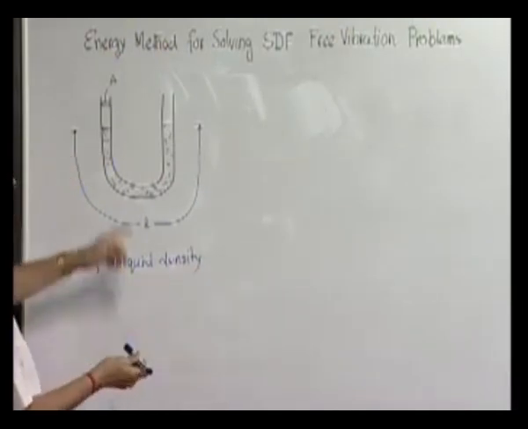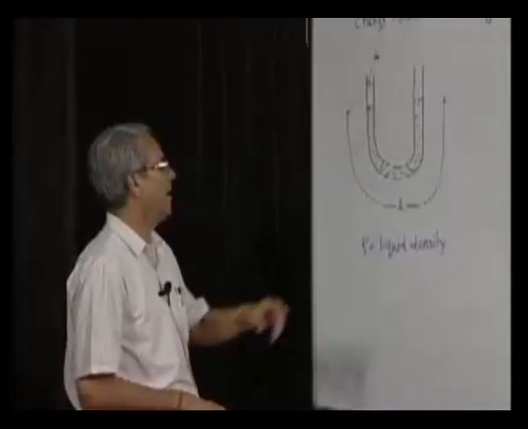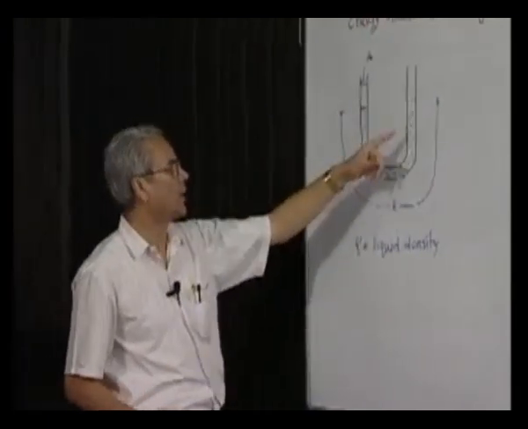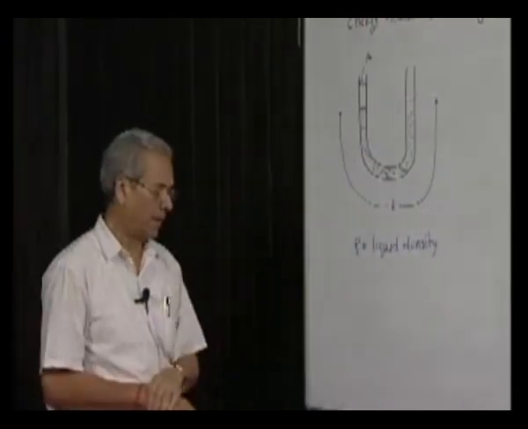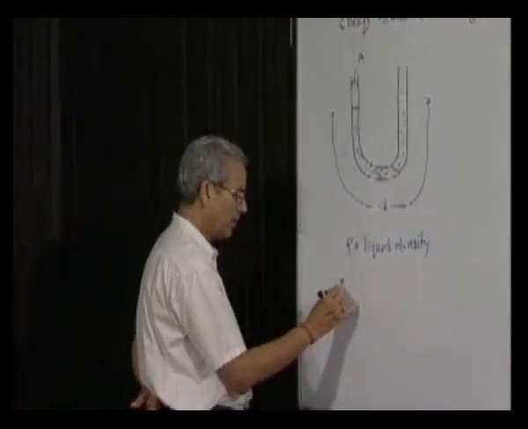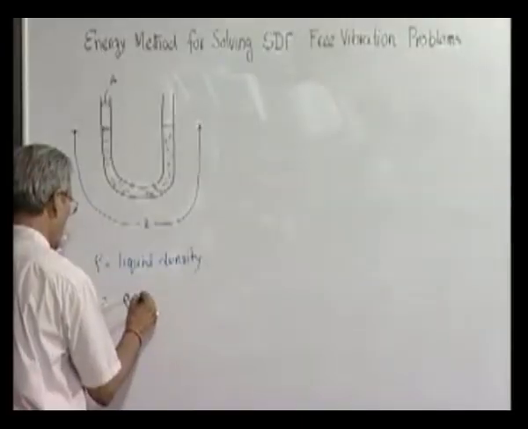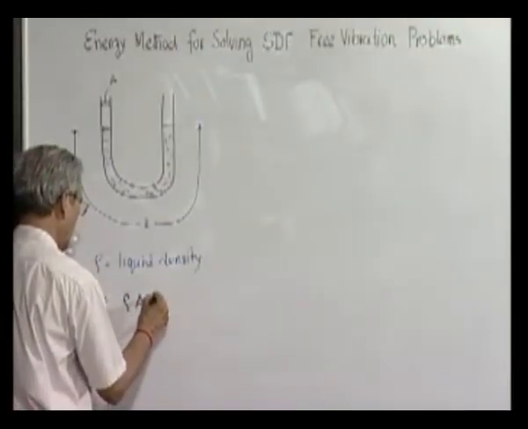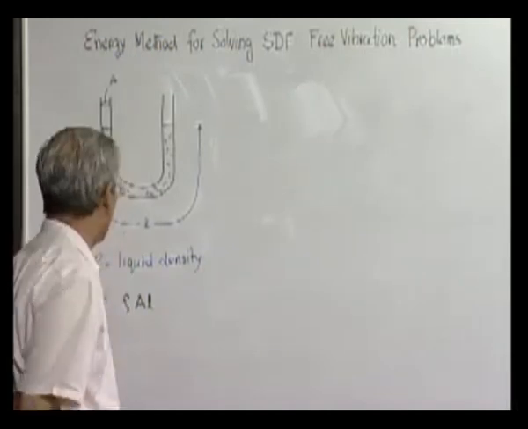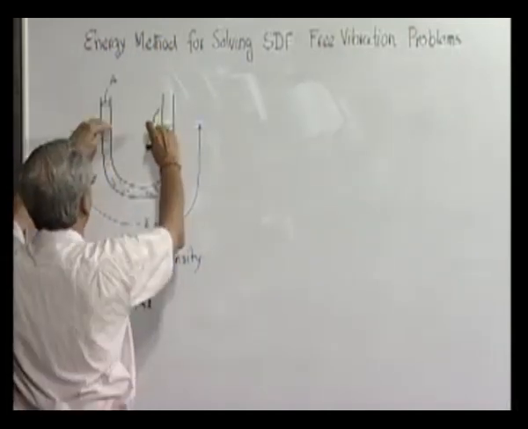The cross-sectional area of this tube is constant and is equal to A, and the total length of this liquid column is L. Thus, the mass of the liquid column is nothing but rho into the volume of the liquid column, rho AL is the total mass. Now, this is the equilibrium position.